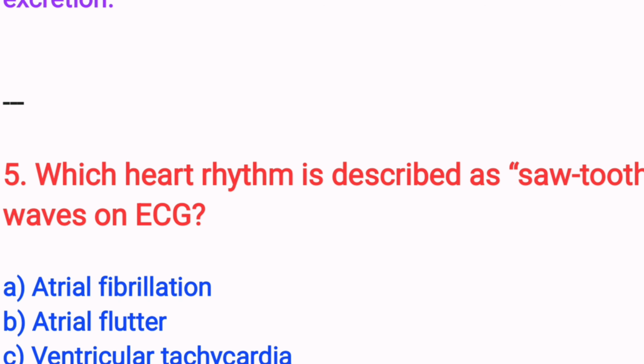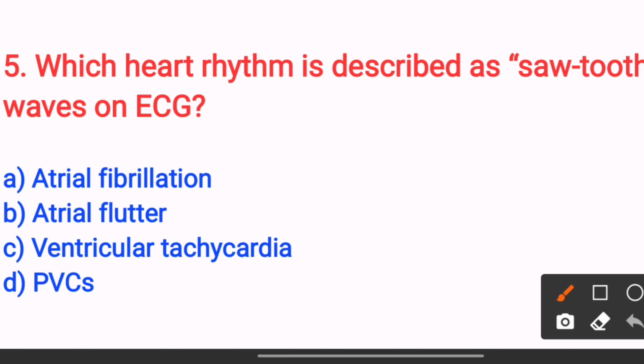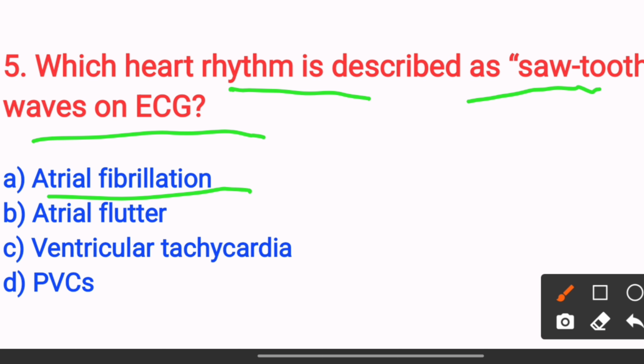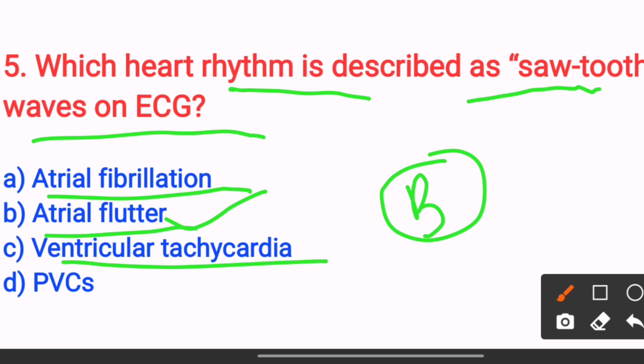Next, which heart rhythm is described as sawtooth waves on ECG? Option A atrial fibrillation, option B atrial flutter, option C ventricular tachycardia, option D PVCs. The answer is option B atrial flutter. It shows sawtooth waves on ECG like that.